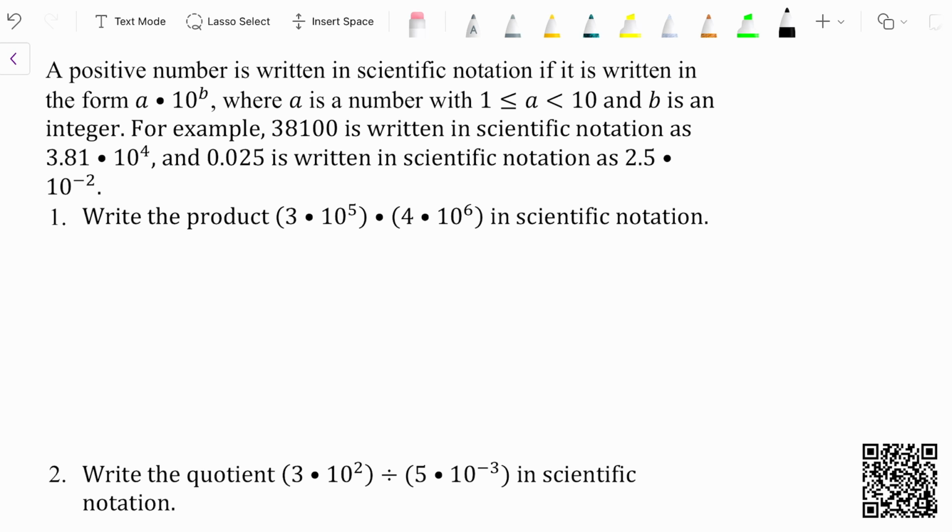For example, 38100 is written in scientific notation as 3.81 times 10 to the power of 4, and 0.025 is written in scientific notation as 2.5 times 10 to the power of negative 2.